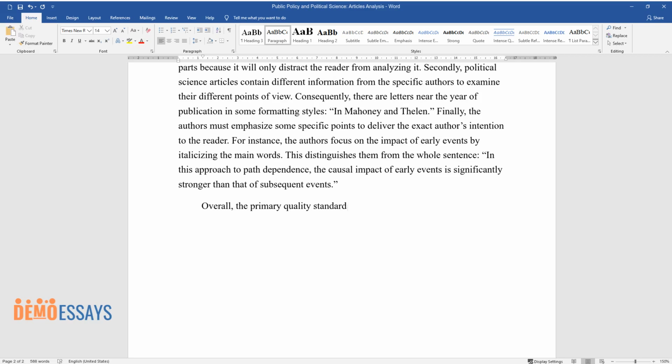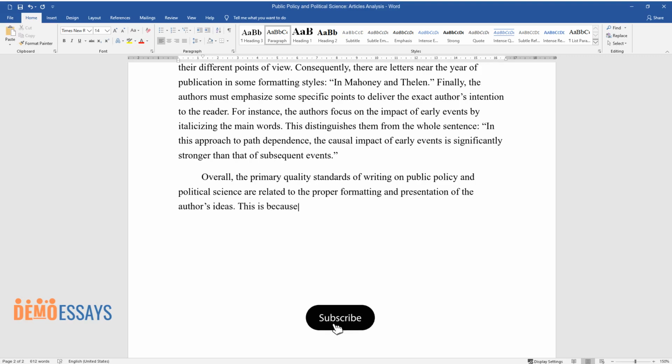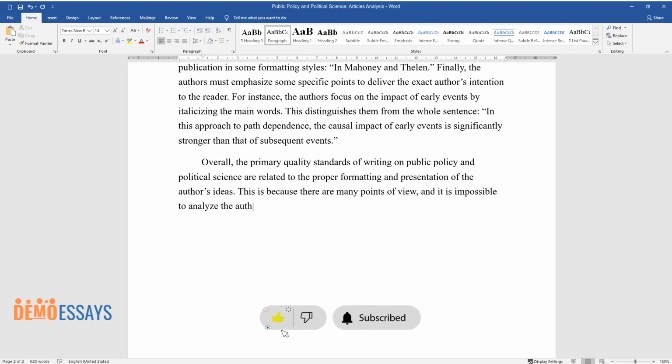Overall, the primary quality standards of writing on public policy and political science are related to the proper formatting and presentation of the author's ideas. This is because there are many points of view, and it is impossible to analyze the author's words to determine the article's quality.